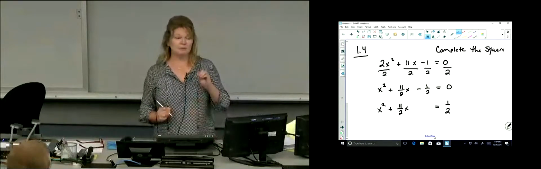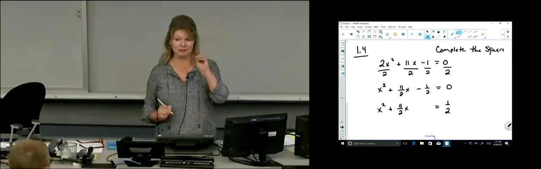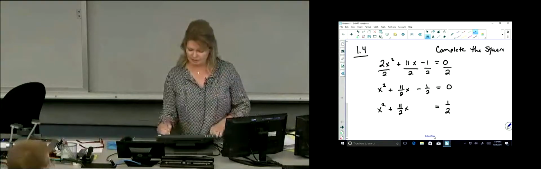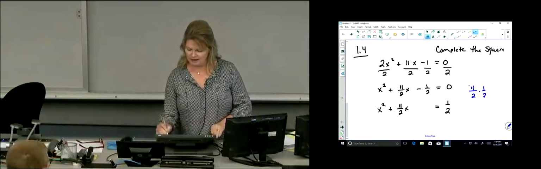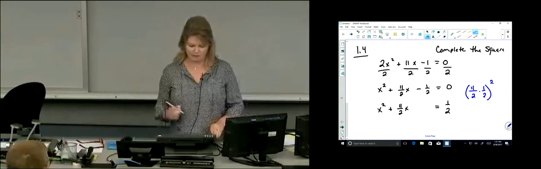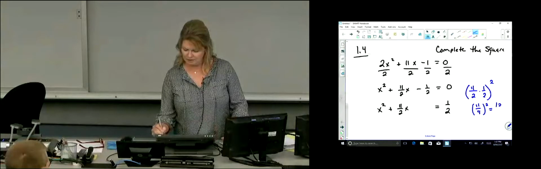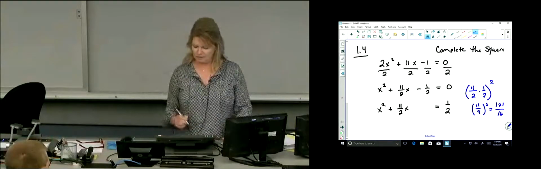Then we take what was the middle term. Remember, we take that term, we take half of it and square it. This is going to give us a perfect square. So we're starting with 11 halves. We're going to take half of it and square it. So that's going to give me 11 over 4. I want to square it. 121 over 16.